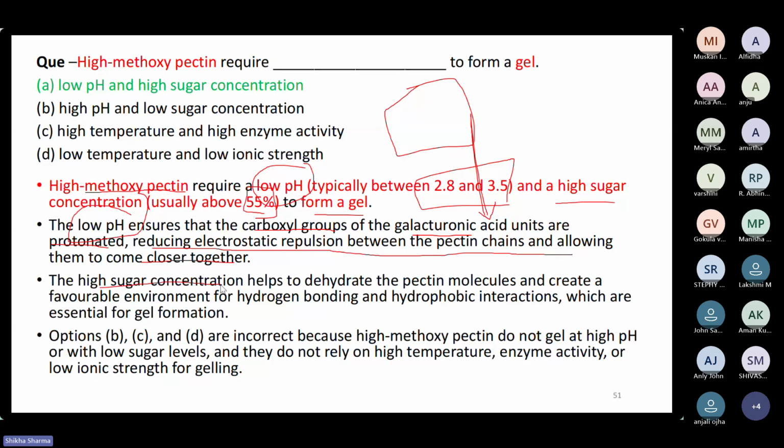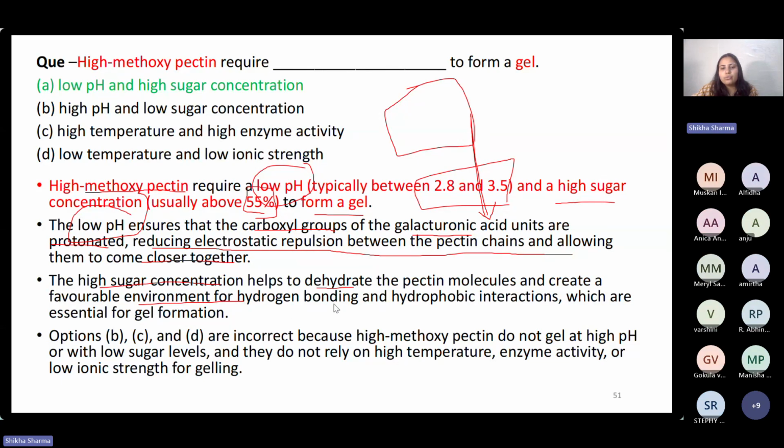So the higher sugar concentration will help to dehydrate the pectin molecules, creating a favorable environment for hydrogen bonding and hydrophobic interactions, which will be essential for gel formation. The other options, B, C, and D, are incorrect because high methoxy pectin does not gel at high pH and low sugar concentrations, and does not rely on temperature, enzymatic activity, or low ionic strength for gelling. So we need high sugar concentration and low pH to form a pectin gel.